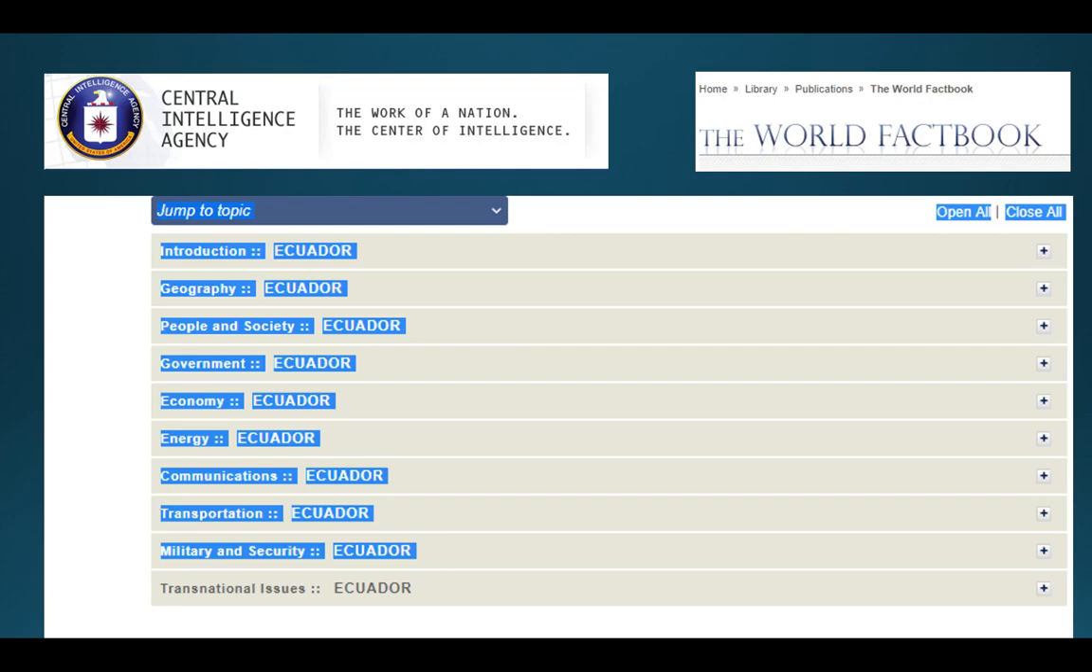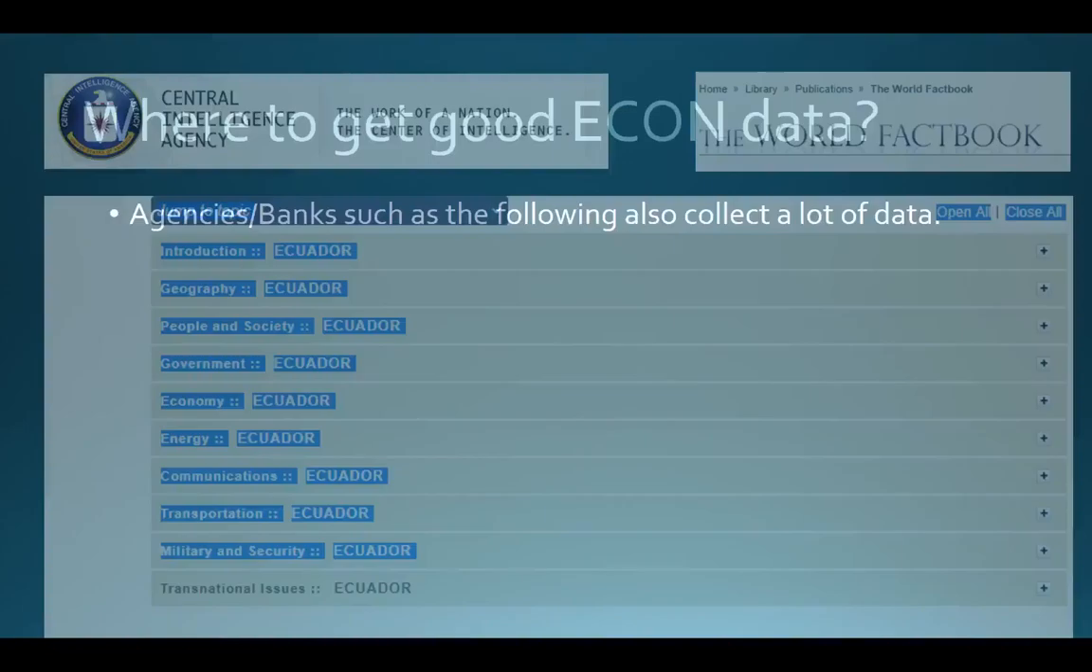So this is what it looks like, and here I've just randomly pulled up Ecuador. If you're interested in a country, you put in the country's name and it's going to give you an introduction, and talk about geography, people and society, government, economy, energy, communication, transportation, military, and security. And it goes on a little bit further.